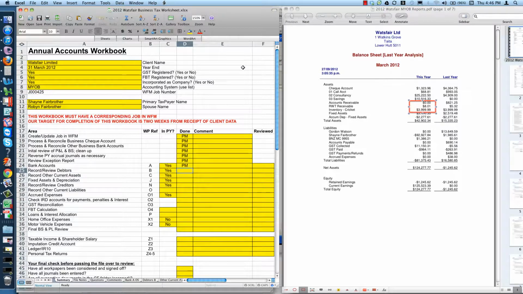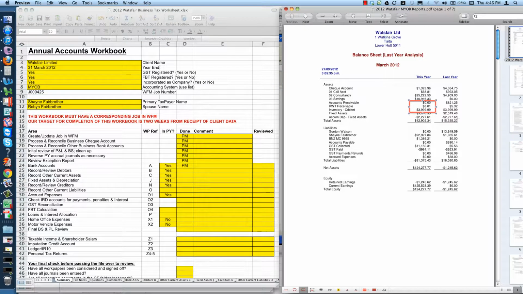In this section, we're going to have a look at dealing with the other current assets sections of our workbook. And this is generally work papers B and C from our workbook. First thing we're going to have a look at is our balance sheet and make sure we know which balances we are actually expected to look at.